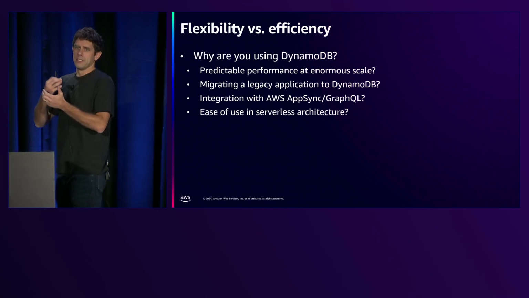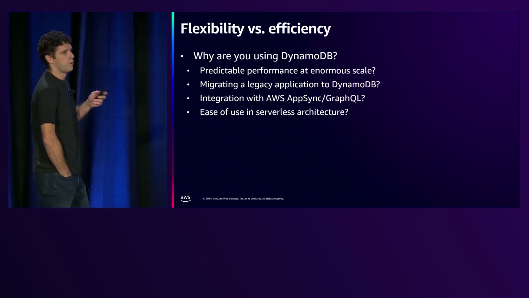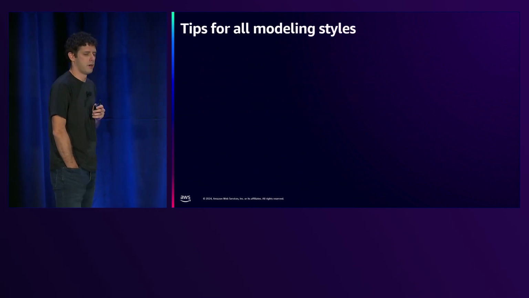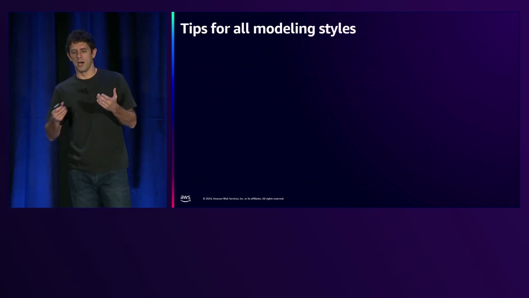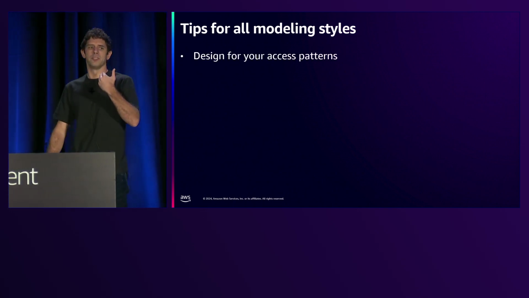And you want to get some of the benefits. You definitely want to be modeling for your access patterns and things like that, but you don't need to go sort of full denormalization on some of this stuff, right? So understand why you're using Dynamo. I think there are some tips for all modeling styles that you should think about, right? The biggest one being design for your access patterns. Make sure you're doing that.